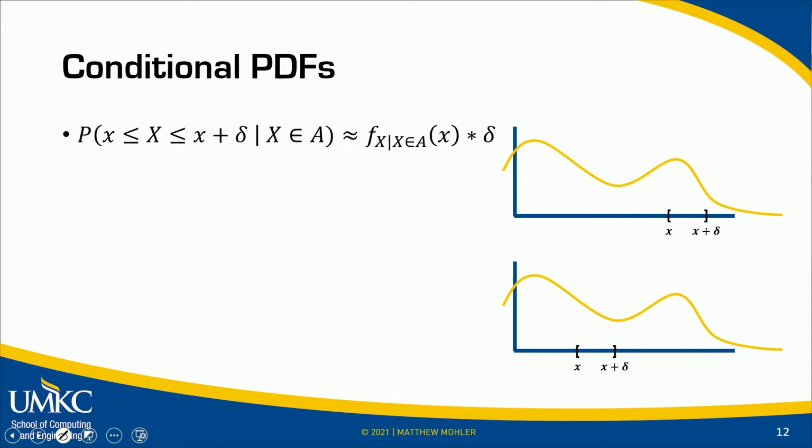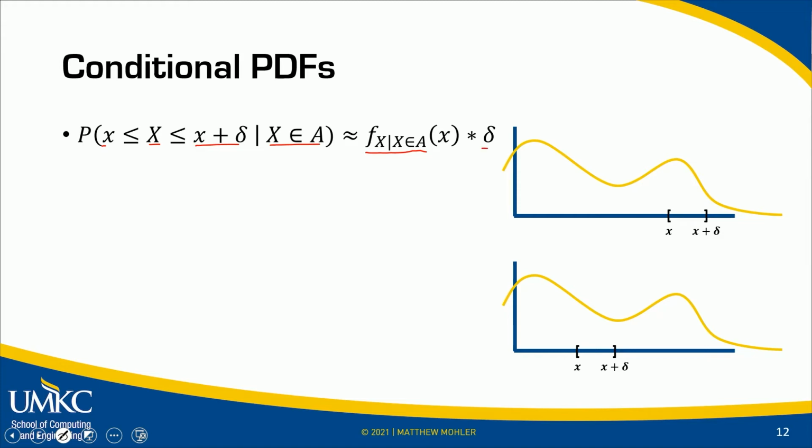And just so you can remember, we said that the probability that a random variable x is between some value x and x plus delta when conditioned on the fact that the random variable x is an element of this event or set A was roughly equal to the probability density function of x when x is conditioned on being an element of A multiplied by delta.